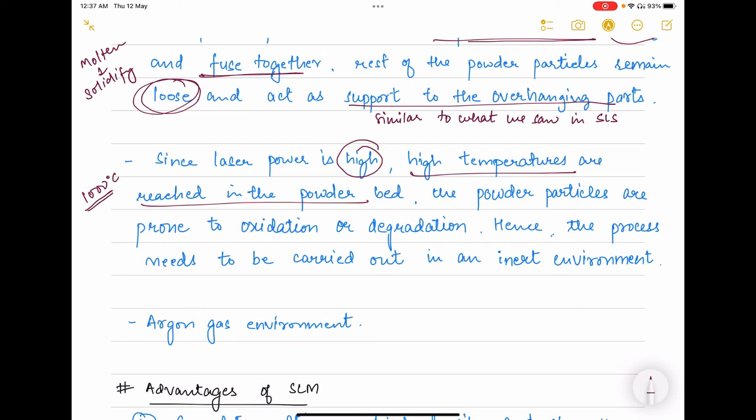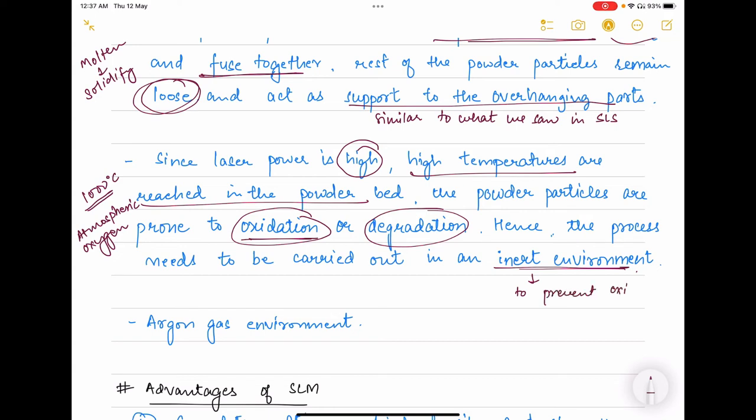At such high temperatures, the atmospheric oxygen can react with these metallic powders and cause oxidation. And this oxidation will obviously degrade the quality of the powder in presence of atmospheric oxygen. So hence this process needs to be carried out in an inert environment to prevent oxidation and subsequent degradation of the powder and final part. So we can use an argon gas environment, which is inert in nature.